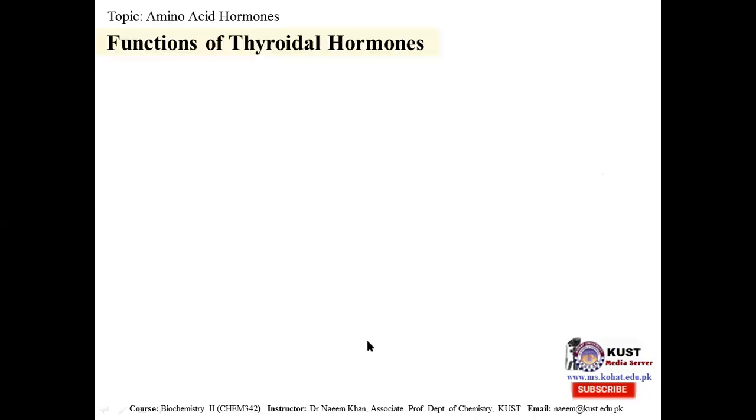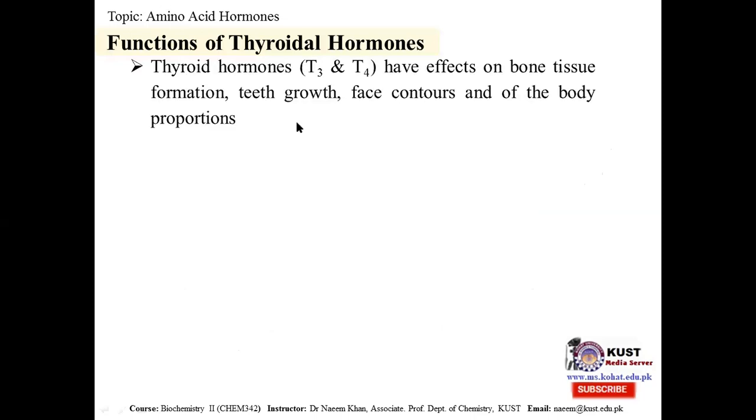What are the functions of the thyroidal hormones, thyroxine and triiodothyronine, T4 and T3? Thyroid hormones T4 and T3 have effects on bone tissue formation. This includes making the bone tissue, teeth growth, face contour, and body proportion. It maintains the body proportion, which is very, very important. Any slight variation will disturb the whole body proportion and the body will change into a non-equilibrium state.